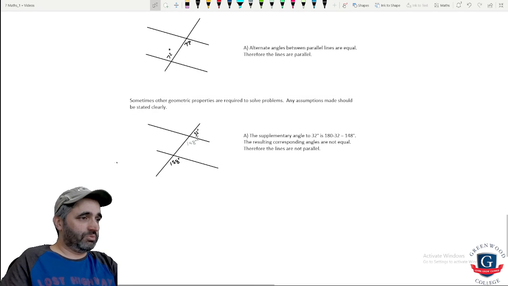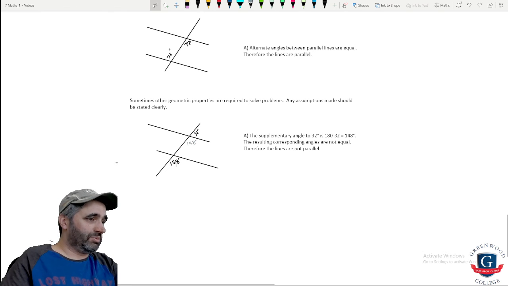In this case here, we've been given this angle out there and this angle over here. Now this angle plus this angle are supplementary. They must add to 180 degrees because they're on a line. So if that's 32, this one must be 180 take 32, which is 148. If that's 148, for these two lines here to be parallel, that would have to be the same as this, as their corresponding angles. Given that they're not corresponding angles, these can't be parallel.